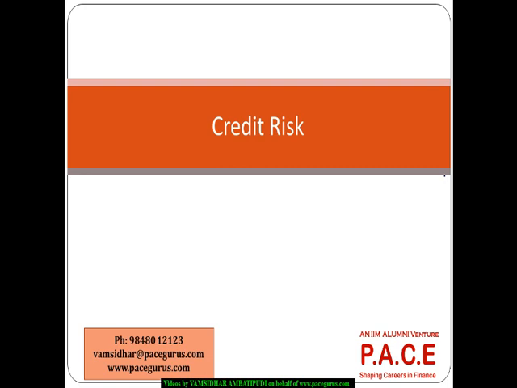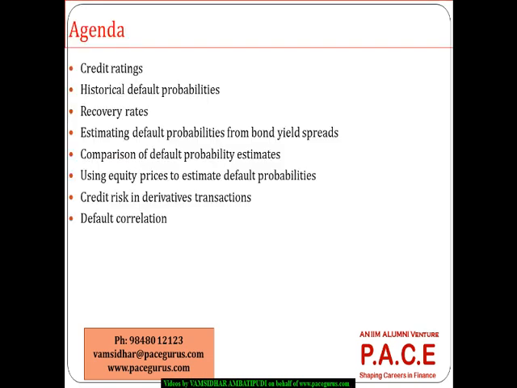In this session, we are going to focus on certain basic conceptual aspects regarding credit risk, where we will talk about, first of all, what credit ratings are and how credit risk links to these credit ratings. Then, historically, what are the default probabilities signifying, or what are they conveying to us.